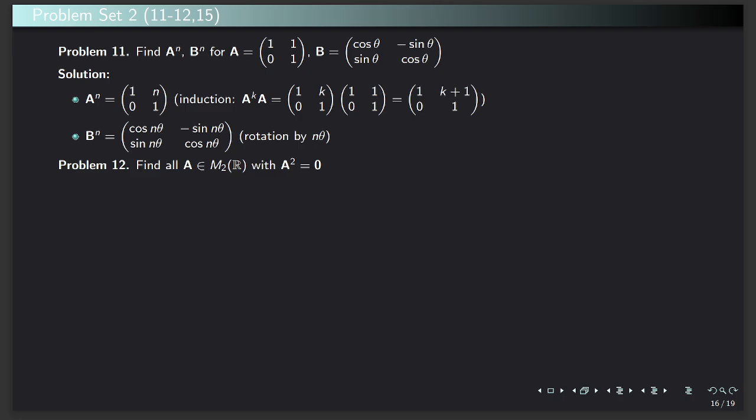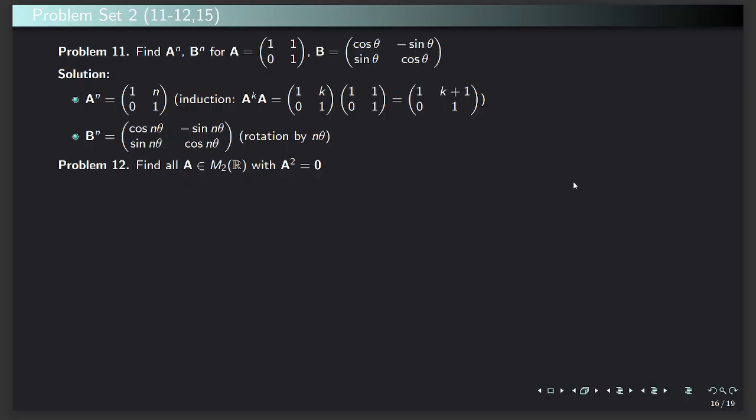It just shows that A to the n has n in that position. Then the second matrix is a rotation by an angle theta. So raising it to the nth power corresponds to performing a rotation n times, and this results in a rotation by n theta.